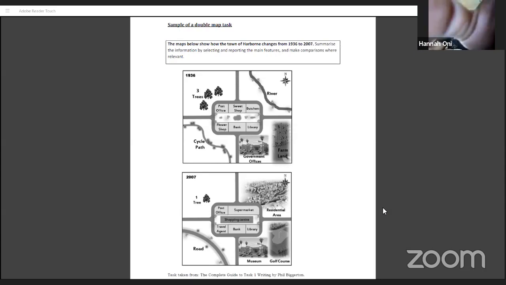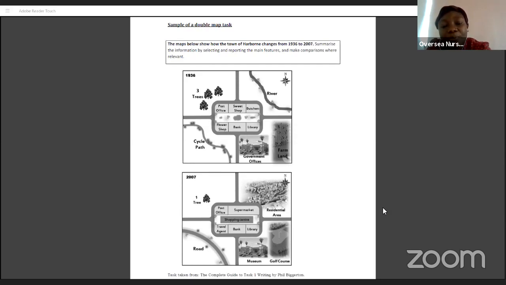Are you not lucky if you find this kind of map in your exam? You don't have to stress. Even if it's to use top, bottom, center, top left, top right, bottom left, bottom right, you will still be able to do this description very well. So what do we do? Underline keywords, paraphrase, get an overall statement. In this map, I need about 4 overall statements.